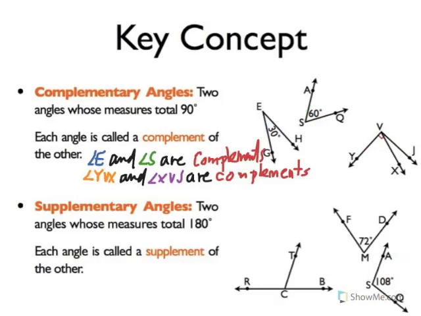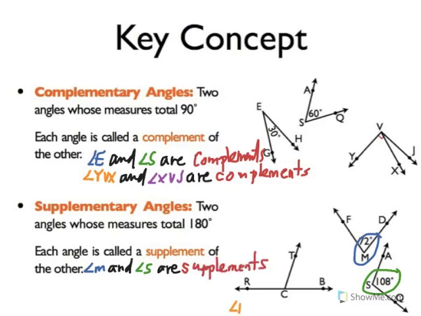And one more really quick angle pair that most students already know are supplementary angles. These are two angles whose measures total out to 180 degrees. So you'll notice that angle M is 72 degrees, and angle S is 108 degrees. So angle M and angle S are supplements.